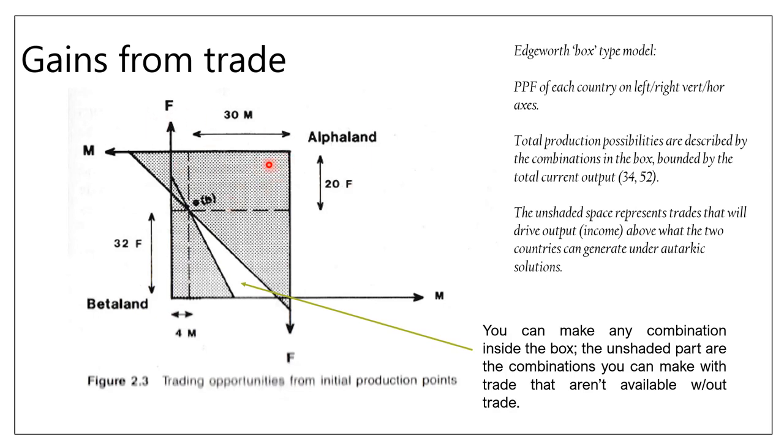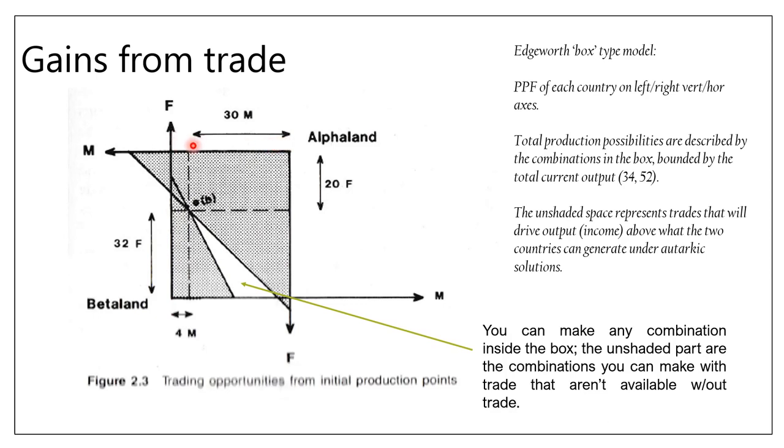And so now this right angle here is the Beta land measurements, and this corner up here now becomes the origin for Alpha land analysis. Okay, so Alpha land makes more food when you move in this direction, more machines when you move in this direction. Beta land makes more machines when you move in this direction, more food when you move in this direction. Okay, so why do we do that?